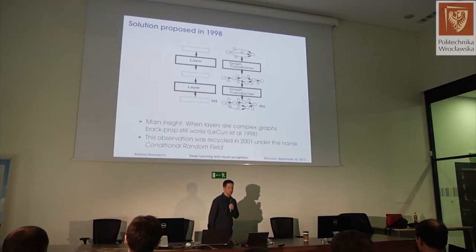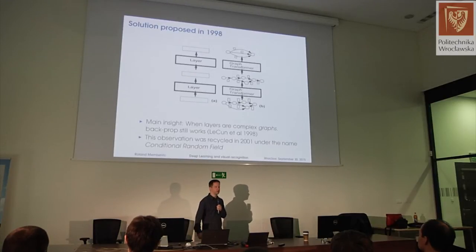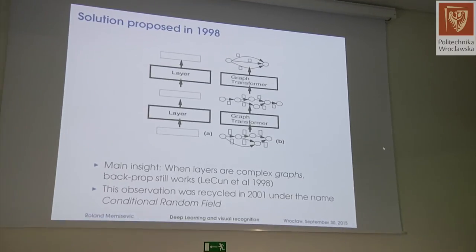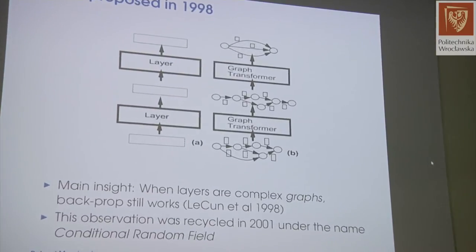Now, the term conditional random field has kind of made its way in the community, and everyone calls these things conditional random fields. But it's interesting to note that they were introduced in 1998 at the same time as ConvNets, in the same paper, basically.